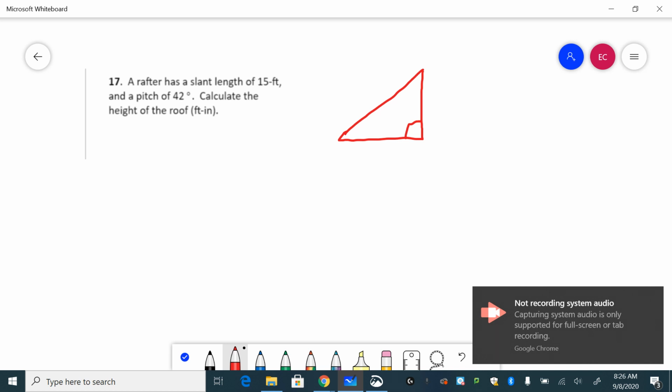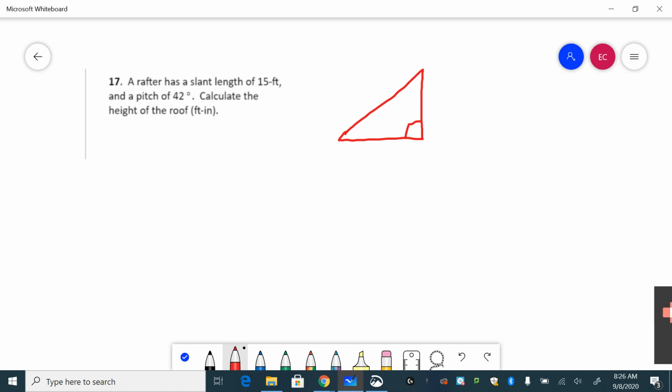A rafter has a slant length of 15 feet. So a slant length and a rafter and a hypotenuse are all the same spot. So we're talking about right here. Okay, so that's our rafter length, our slant length, our hypotenuse. So it's 15 feet.